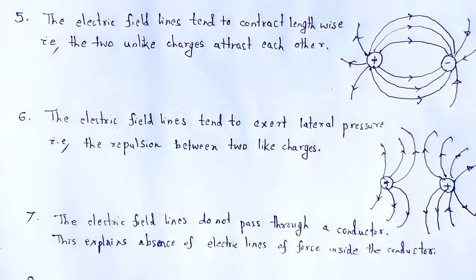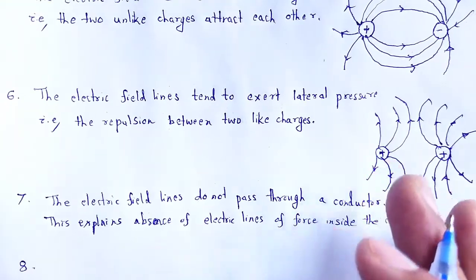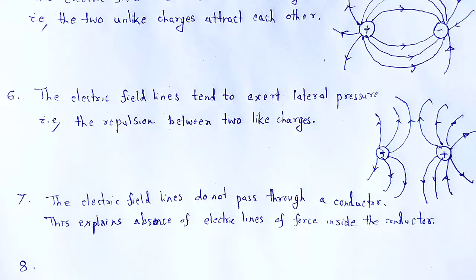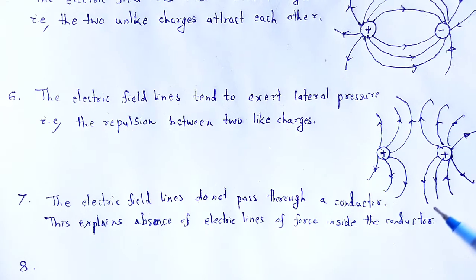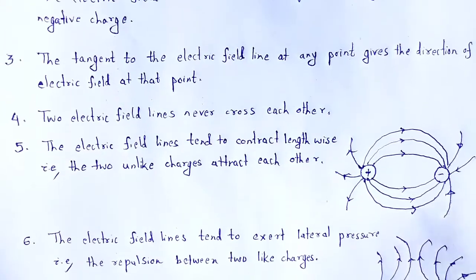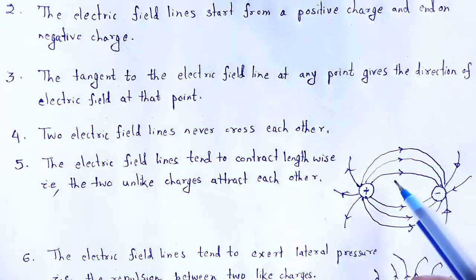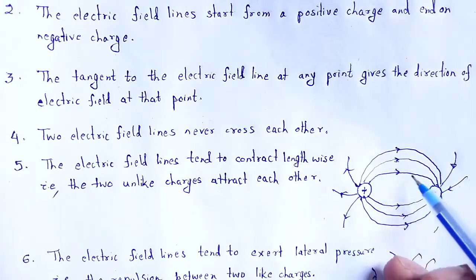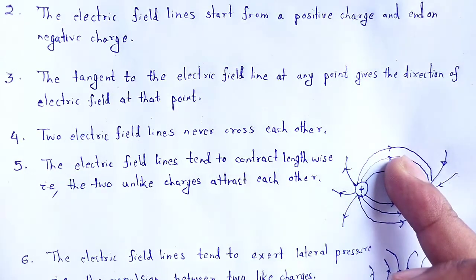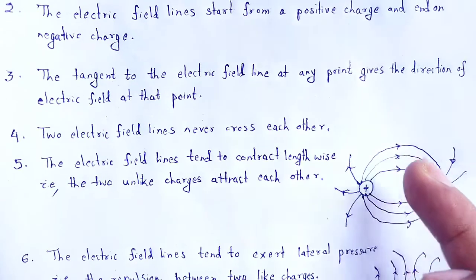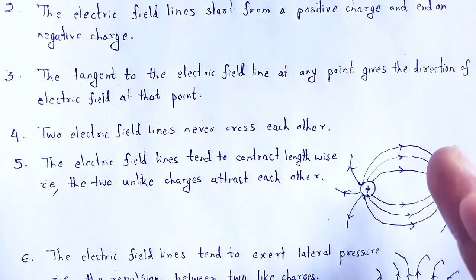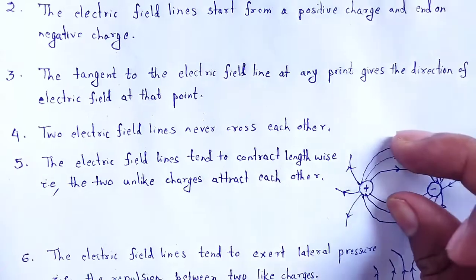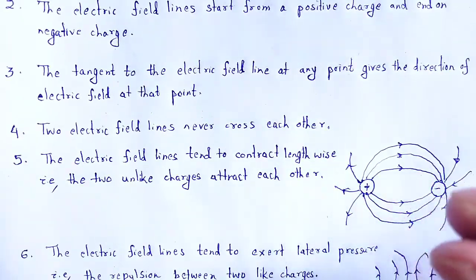Next property, property number 8: the electric field lines are closer where the electric field is strong, and the lines are farther where the electric field is weak. If we consider this section, if the electric field lines are very close to each other, then at that point the electric field strength is strong compared to the field strength when the electric lines of force are farther from each other. If the distance between electric lines of force is large, then the electric field intensity is very low.